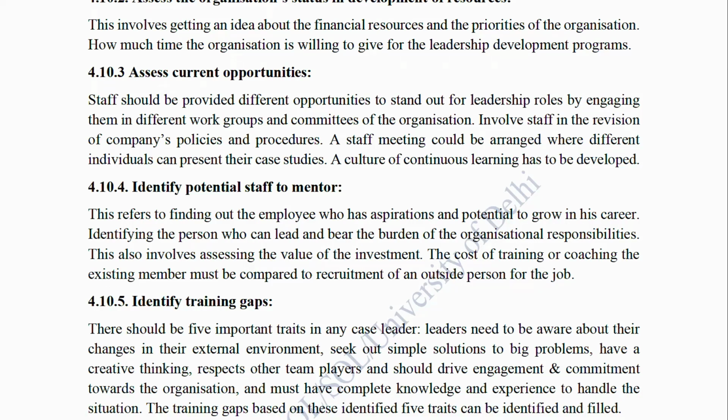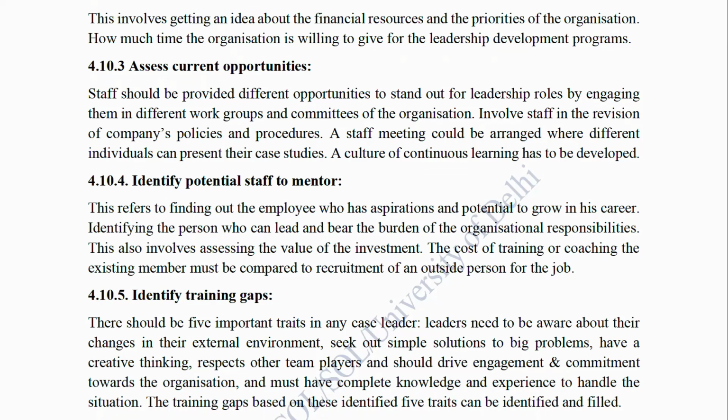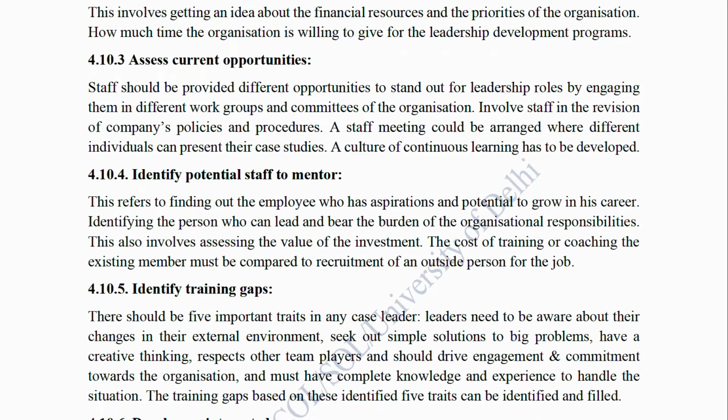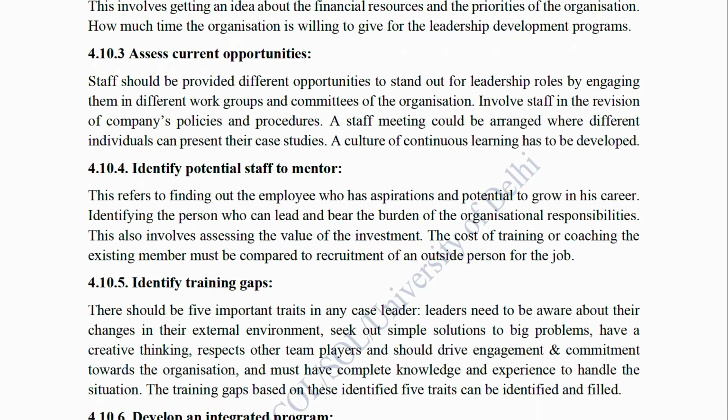4.10.5 Identify training gaps. There should be 5 important traits in any leader. Leaders need to be aware about the changes in their external environment, seek out simple solutions to big problems, have creative thinking, respect other team players, and drive engagement and commitment towards the organization, and must have complete knowledge and experience to handle the situation. The training gaps based on these identified 5 traits can be identified and filled.